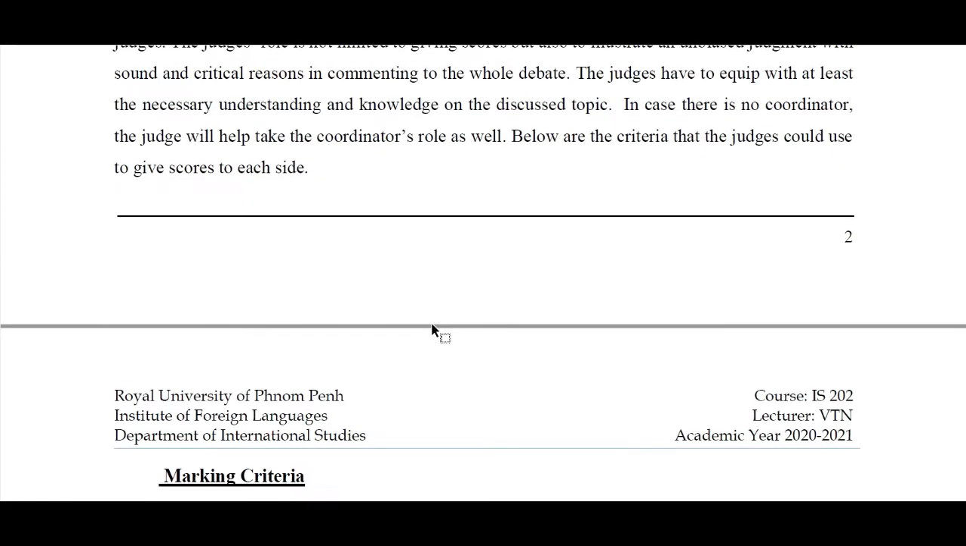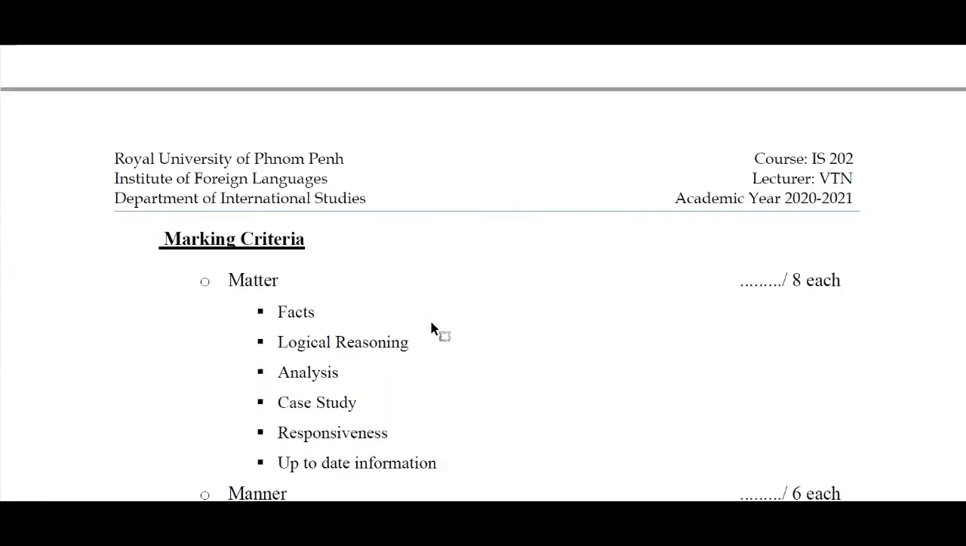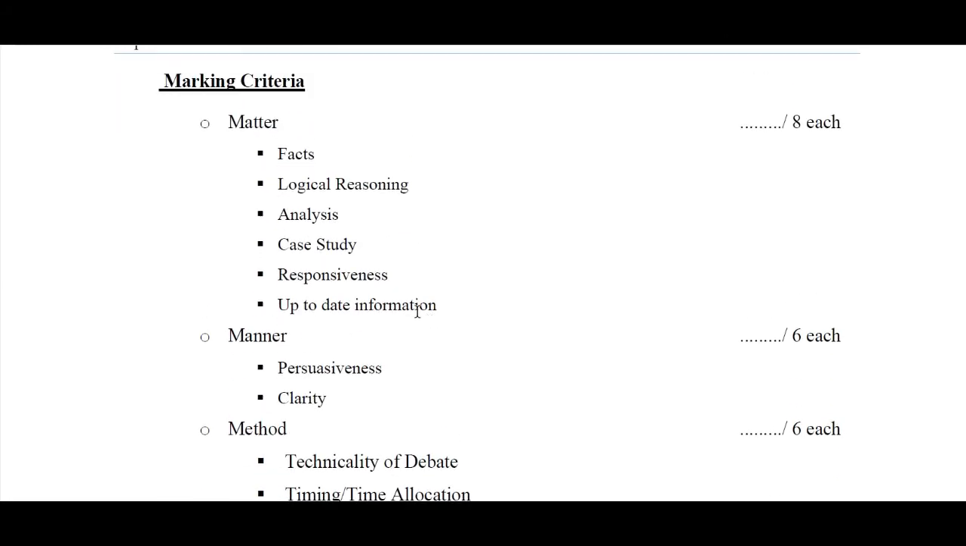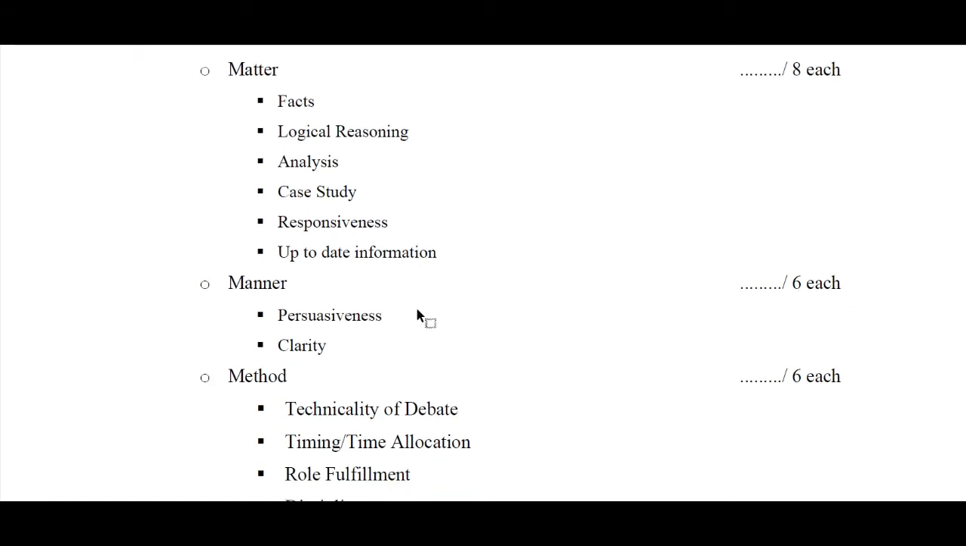So this is the role, and for the judge, these are the marking criteria. You're going to mark based on three aspects: the matter, the manner, and the method. The matter will most likely relate to the content of the debate, whether it's logically explained, whether it has been analytically discussed by any group, or whether they provide a very good case study or are responsive toward any kind of information.